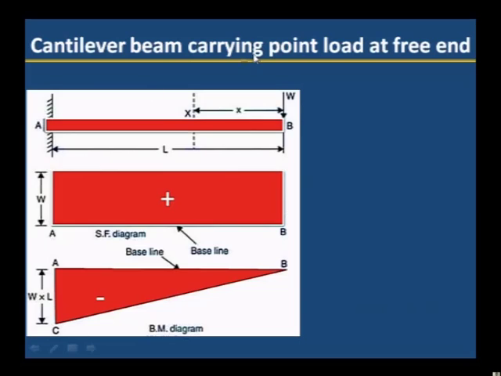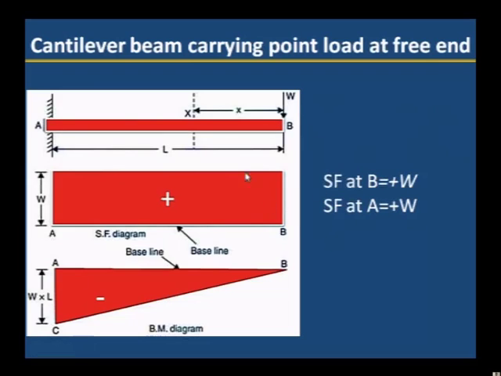Let us see how to calculate the bending moment and shear force for the cantilever beam. I consider this cantilever beam fixed at A and free at the B point, and it is carrying a point load of W. We calculate the bending moment and shear force at the important, salient points. Salient points here means I am considering the points A and B. Point A is the fixed end and point B is the free end.